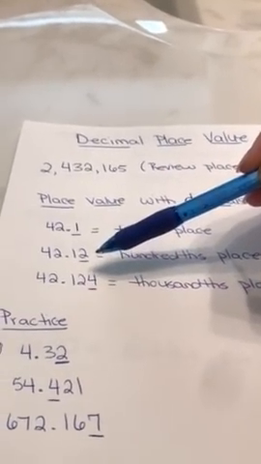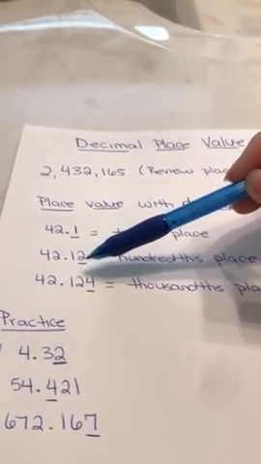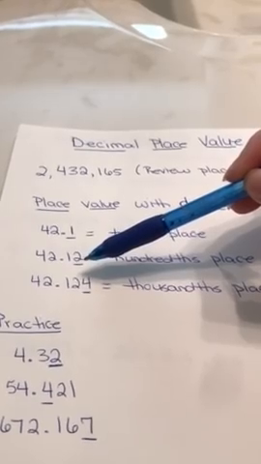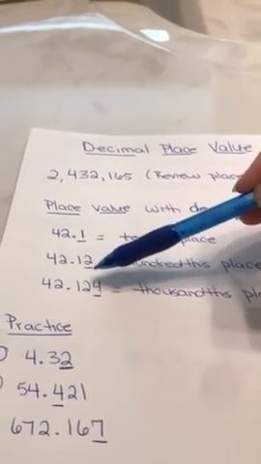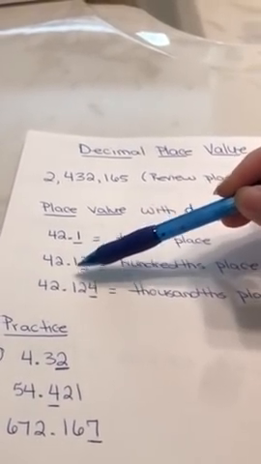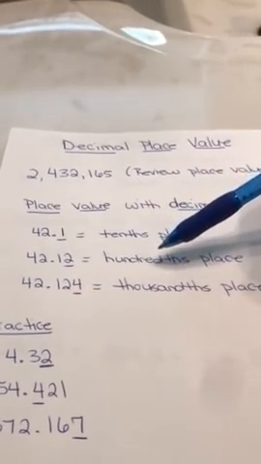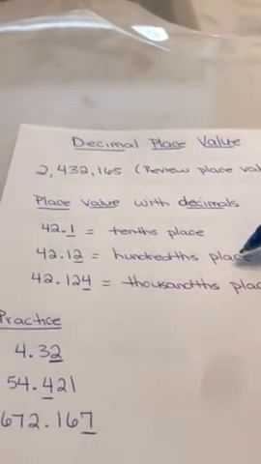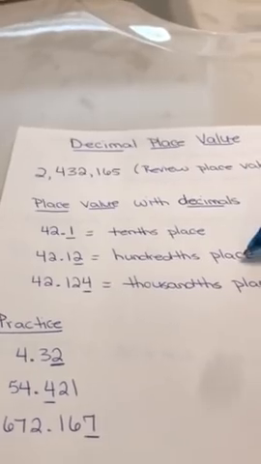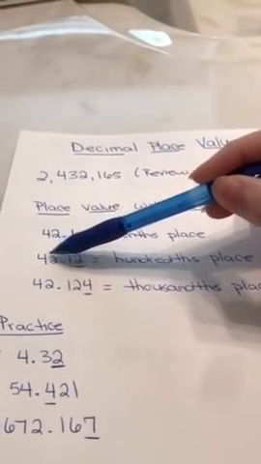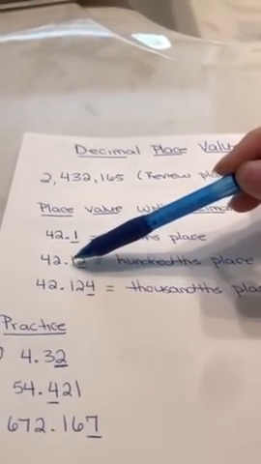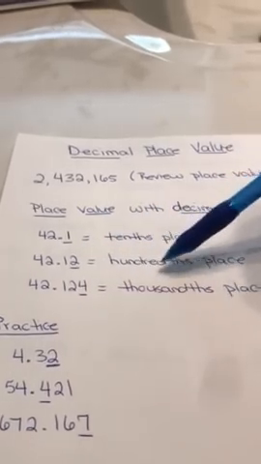Notice the next one. I've got a 1 and now I've got a 2. The next place after that first number behind the decimal is known as your hundredths place. So if I were to say this number, I would say 42 and 12 hundredths.